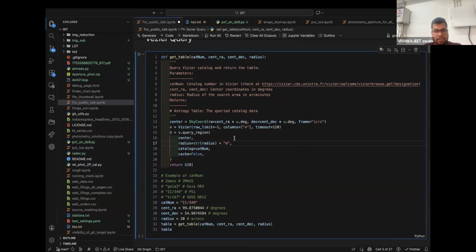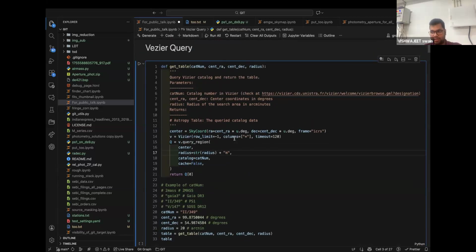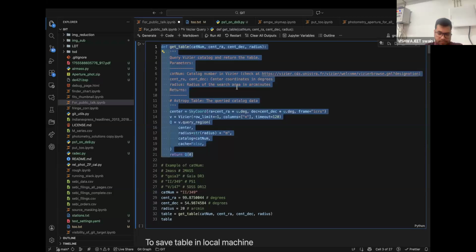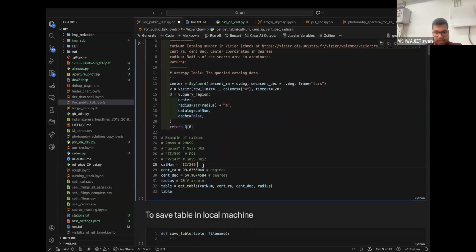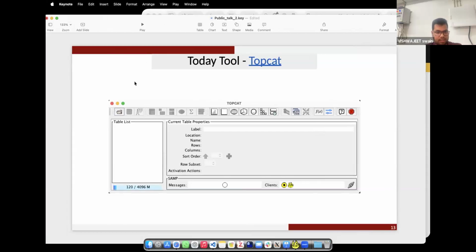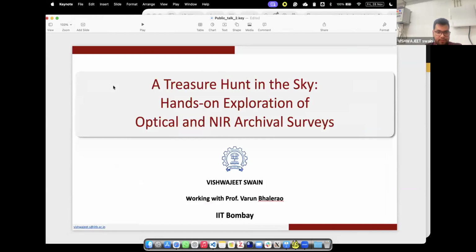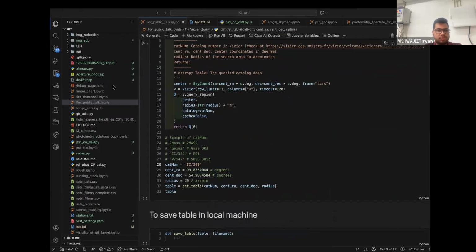So for example, this is get the table. What we are doing is using the web page and getting the table. Here this is the function where we just need a cat num, and that cat num can be obtained from Vizier. So let me show you that.